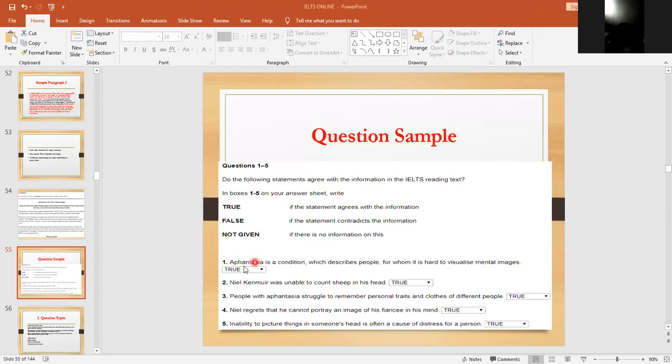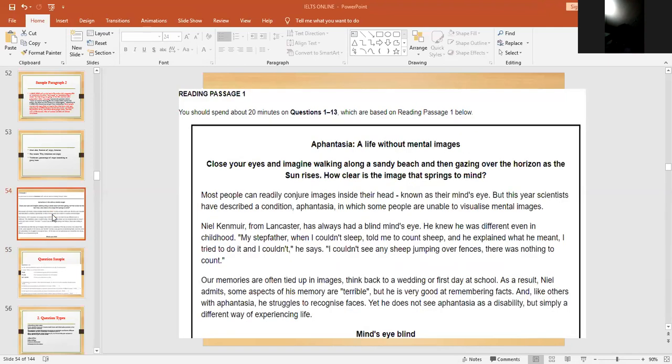Okay, this one is aphantasia. That was what was introduced to us, where people cannot imagine things. Which describes people for whom it is hard to visualize mental image. Okay, so please let me mute again. The background is affecting us.